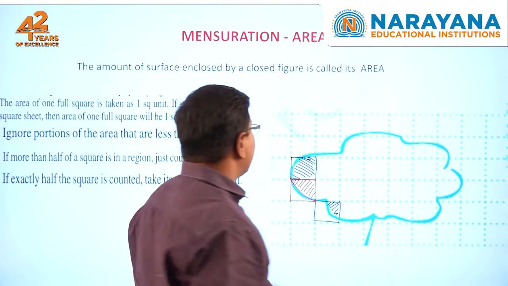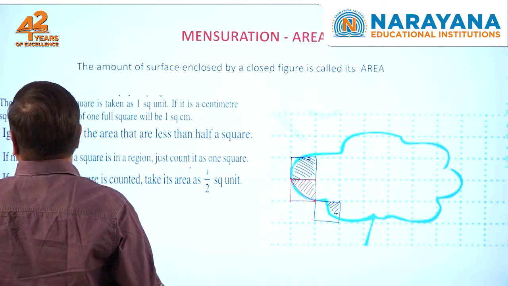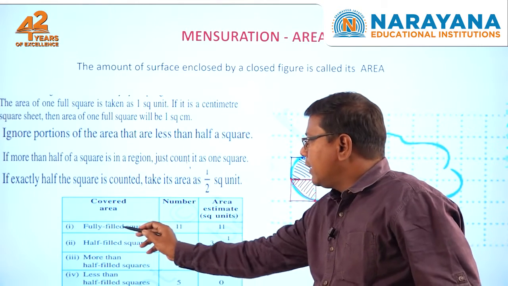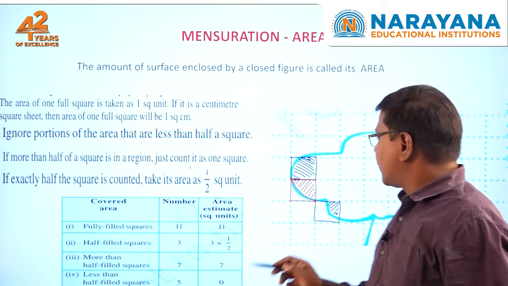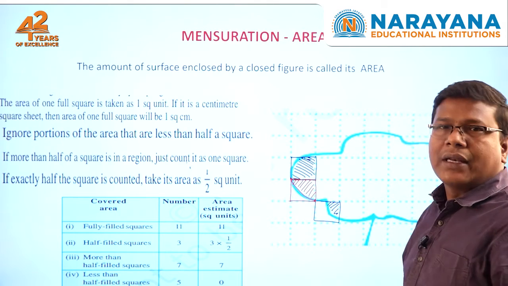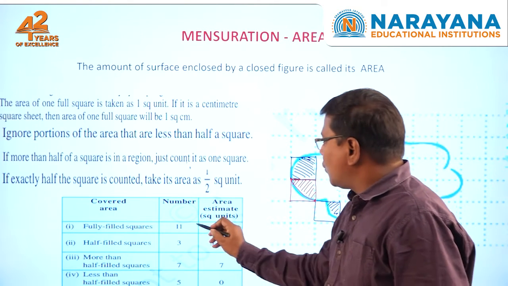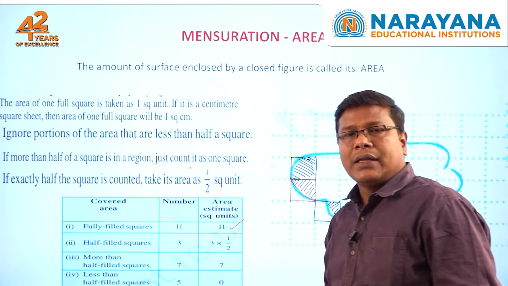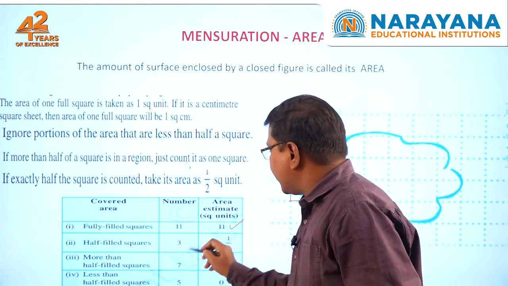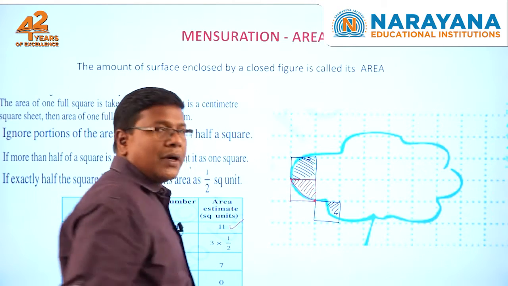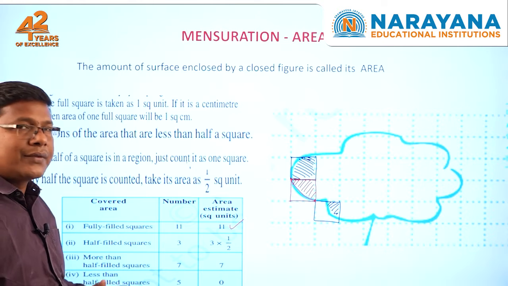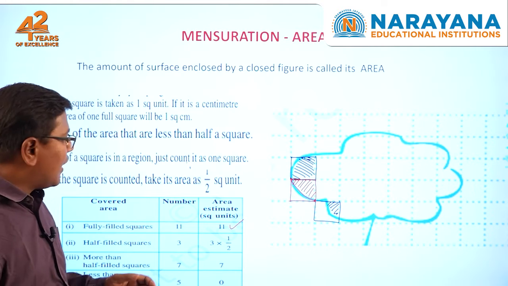For example, in this figure, the fully filled squares are 11, which we just counted. Therefore, 11 into 1 gives 11 squares. And half filled squares are 3. If you observe this closely, there will be 3 half filled squares. Half filled squares mean you have to take each as half a square.